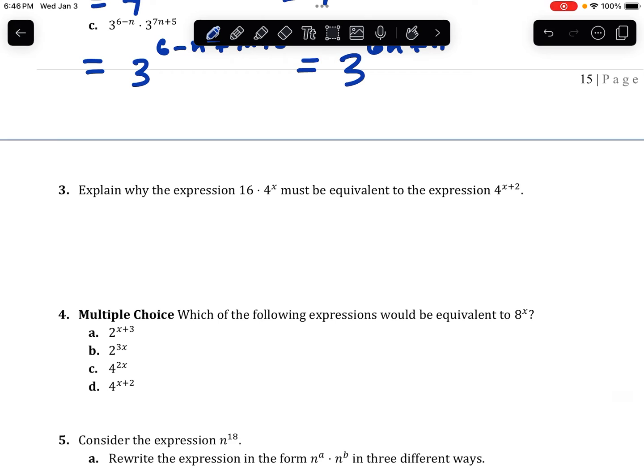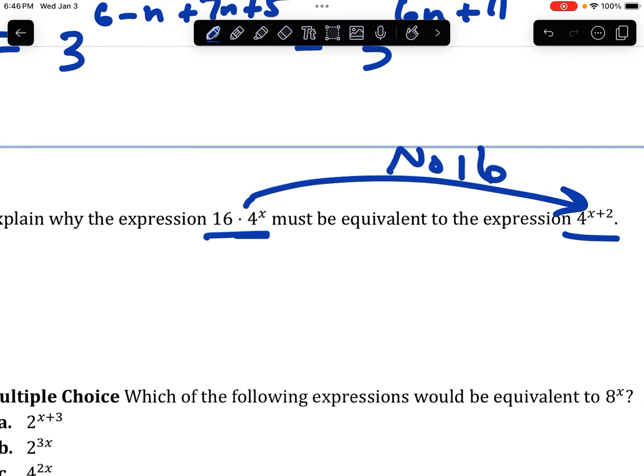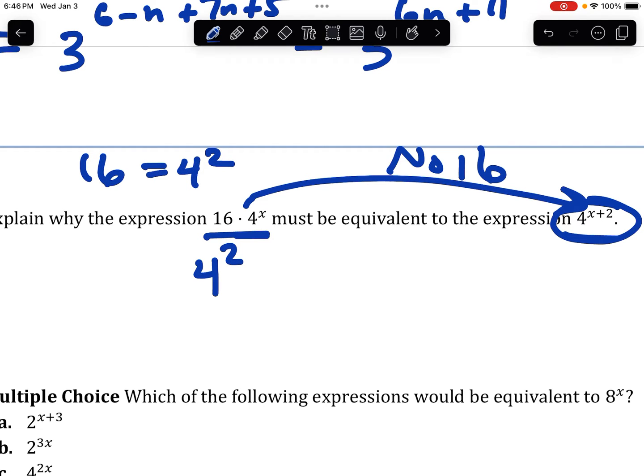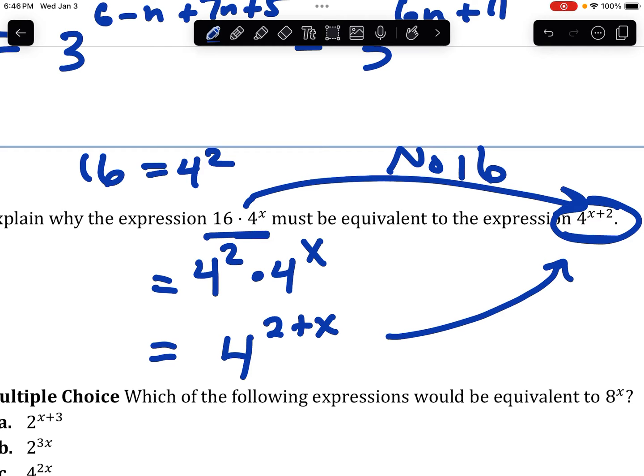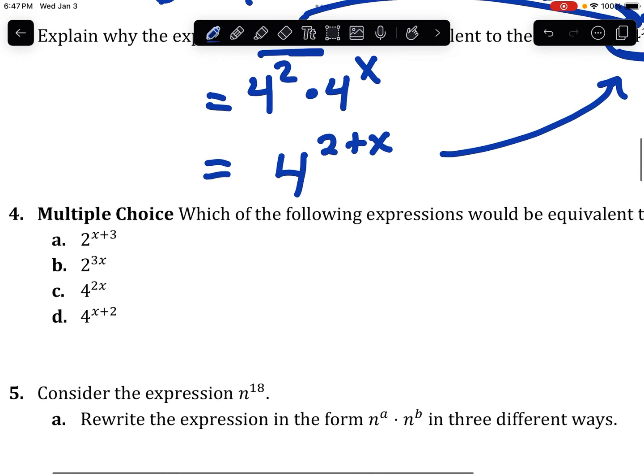The next one here is a little bit trickier. How can we jump from here right to there? You'll notice from there to there, there's no 16. So that means 16's got to go. So we have to think about how can I rewrite 16 using only a base of 4? Well, 4 squared would equal 16. So I'm going to replace the 16 with 4 squared, and I'm going to keep the 4 to the x there. And then from there, we've got the same base, a base of 4. So we can keep that base of 4 and use our product rule to simply add those exponents, 2 plus x. And then, like I just said, when we add, any order is fine. 2 plus x is x plus 2. So either way you say it is equivalent.